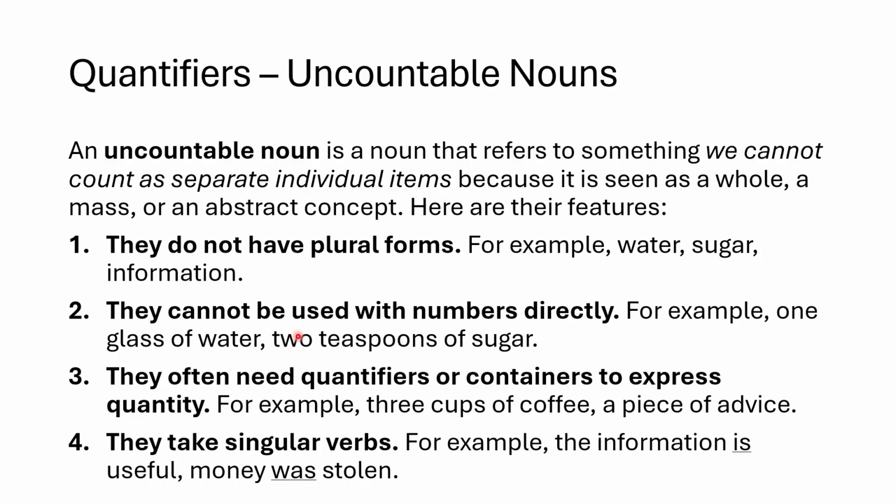2. They cannot be used with numbers directly. For example, 1 glass of water, 2 teaspoons of sugar. 3. They often need quantifiers or containers to express quantity. For example, 3 cups of coffee, a piece of advice. 4. They take singular verbs. For example, the information is useful. Money was stolen.